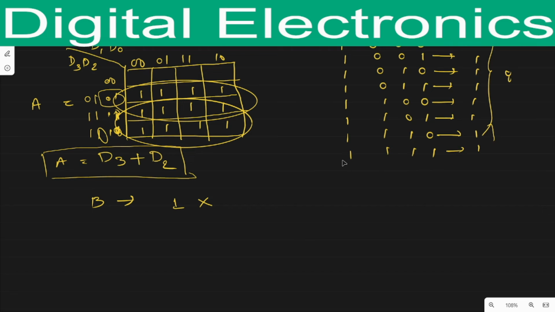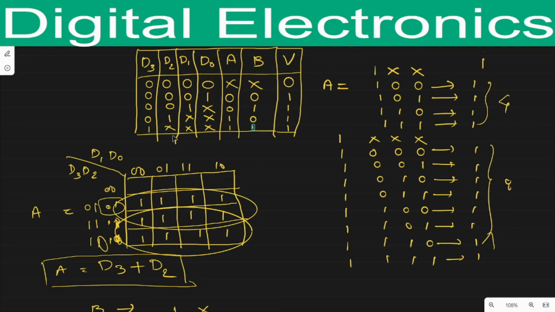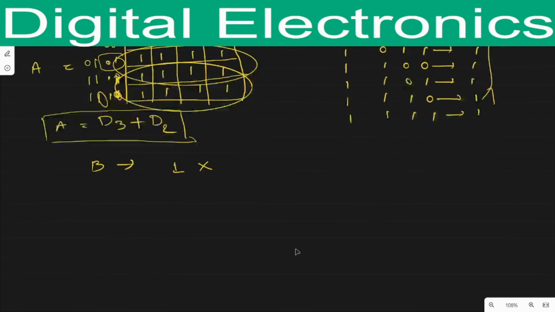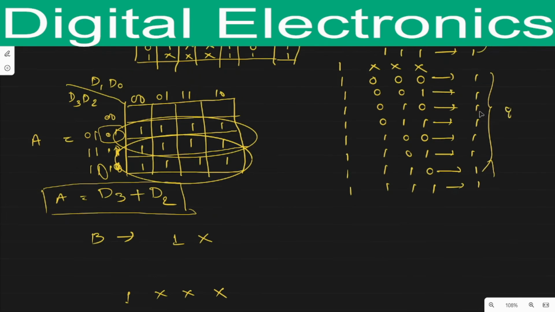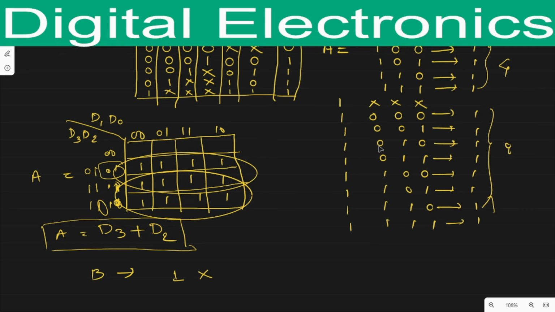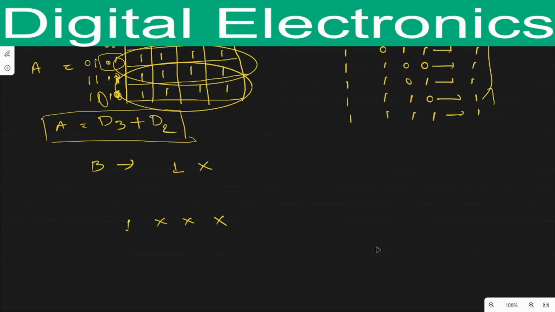Now the next one is 1 cross cross cross. Okay, 1 cross cross cross is similar to this one. It means that for 8 to 15, all inputs will be 1. And from 1 cross, it means 1 0 and 1 1.